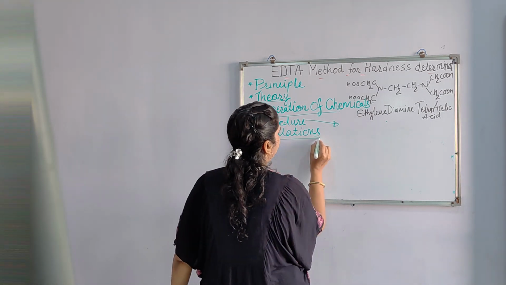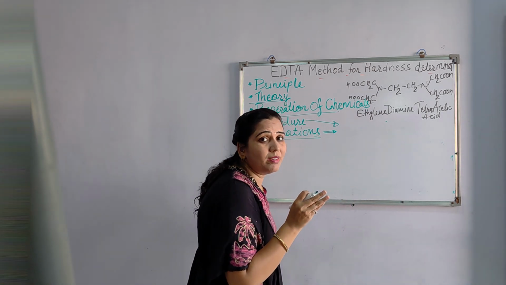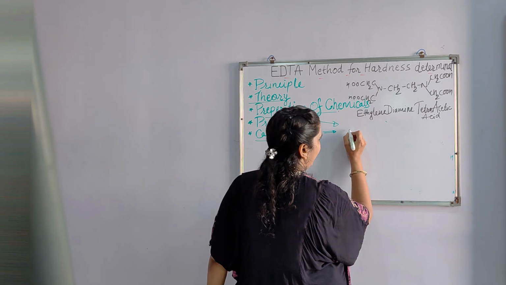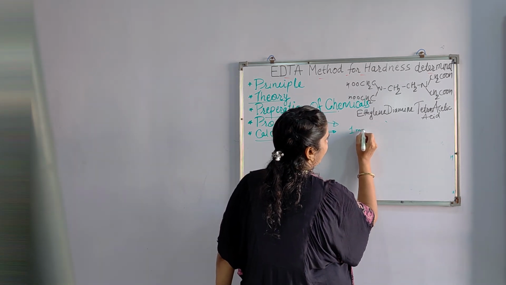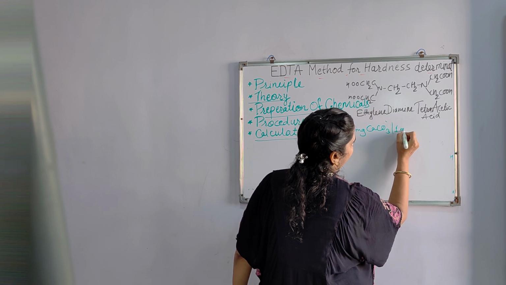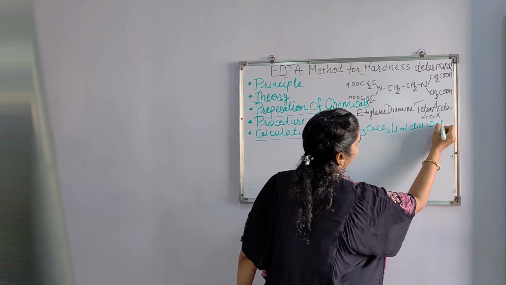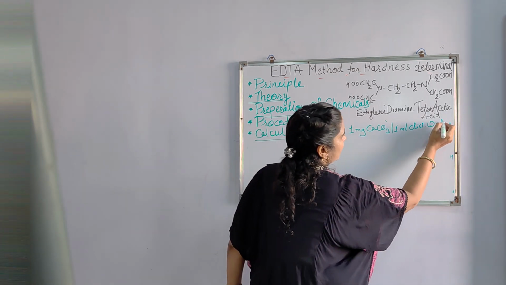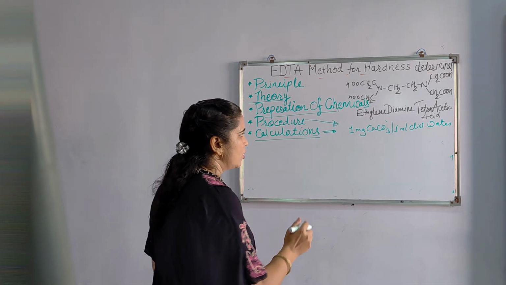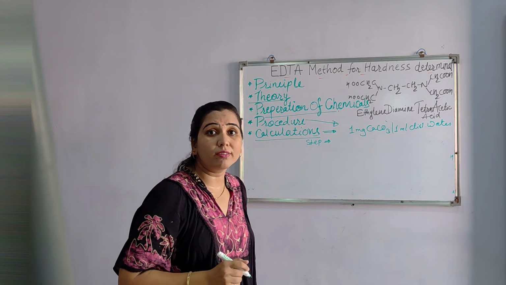So just come to here, the calculations. First of all, how have we prepared the standard hard water sample? By adding 1 milligram of CaCO3 in 1 ml of distilled water. This is very important to note, it will be required. So this is about step 1. There are 3 steps, and we have to consider all 3 steps.